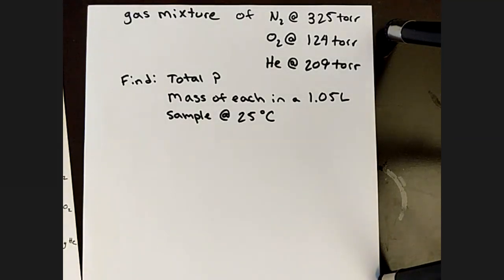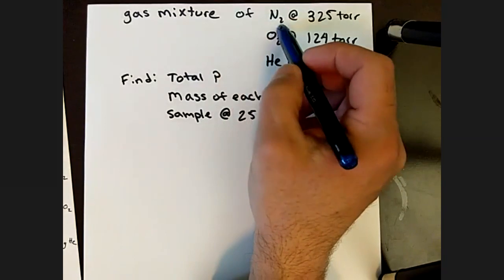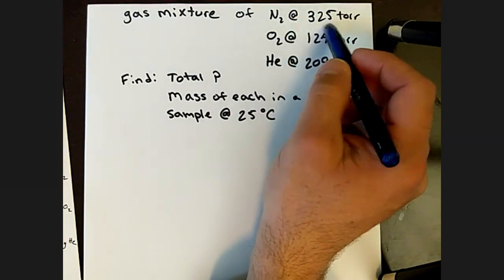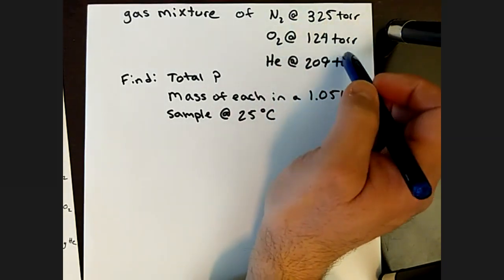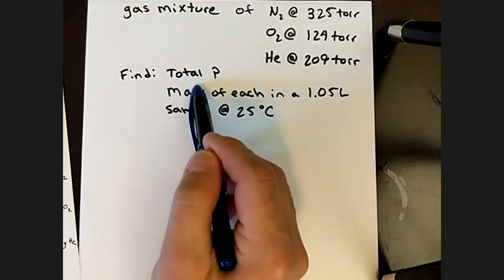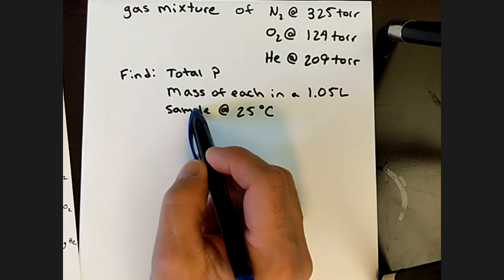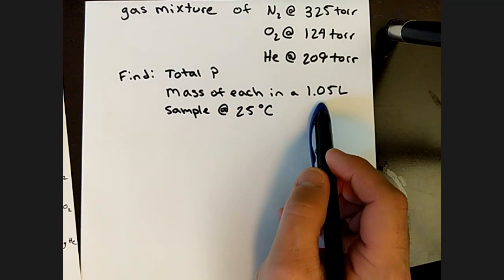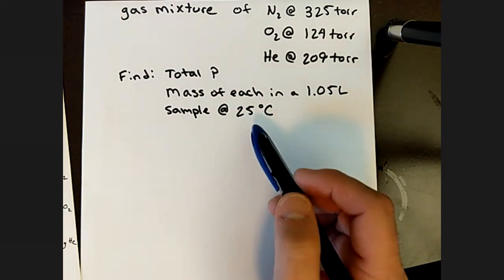Here we're told that there is a mixture of nitrogen, oxygen, and helium. They give us the individual values that are really the partial pressures, though they don't describe them as partial pressures. This mixture has nitrogen at 325 torr, oxygen at 124 torr, and helium at 209 torr. They want us to find the total pressure, and the mass of each gas in the mixture if our sample size is 1.05 liters at 25 degrees C.